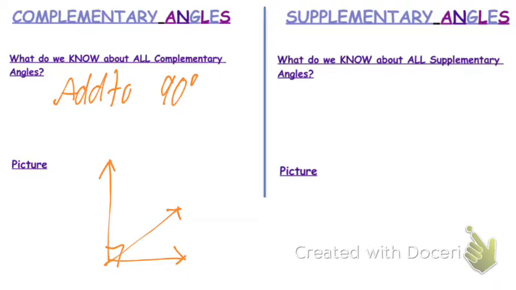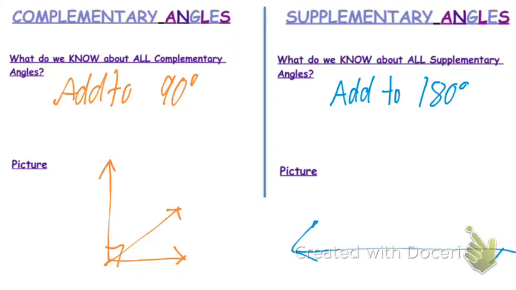Anyway, what do we know about all supplementary angles? We said earlier they add to 180 degrees. Okay, so that could be a picture. Those two angles add to 180 degrees.